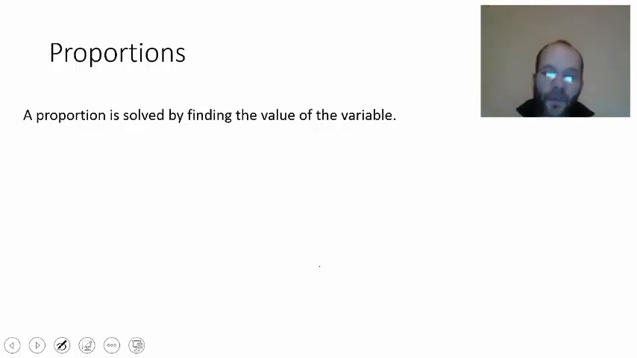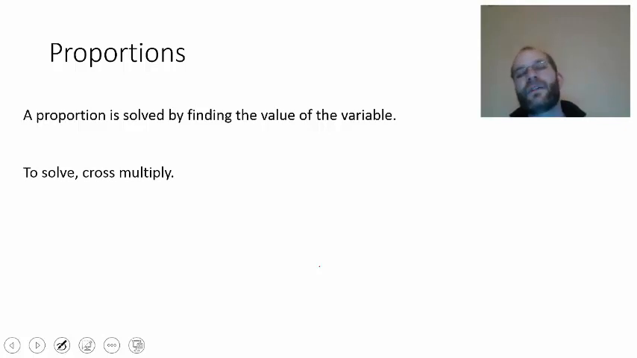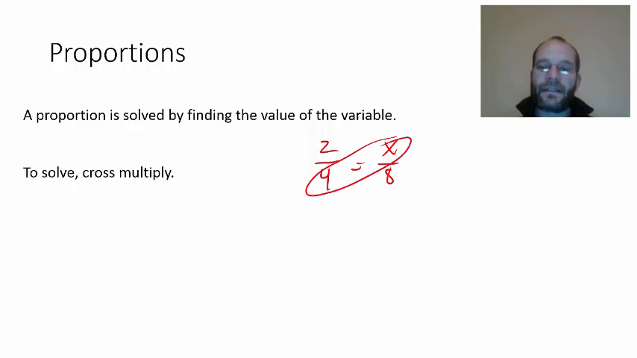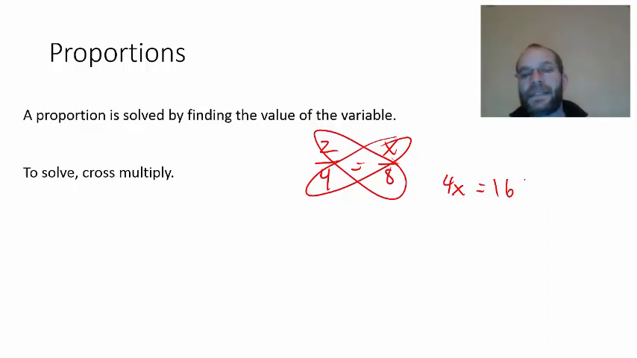So if I have a proportion that has a variable in it, that is, I'm trying to compare some different numbers, and I'm trying to find the variable, there are certain ways of actually solving that. How do we solve? Well, we cross multiply. You may remember that to cross multiply, for instance, say we have 2 over 4 equals x over 8. To cross multiply, we take the product here, that's 4x, and we set it equal to the product here, 16.